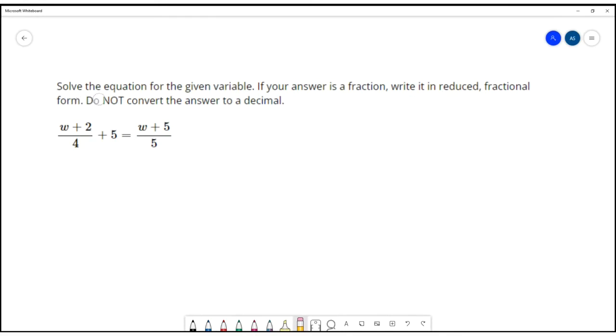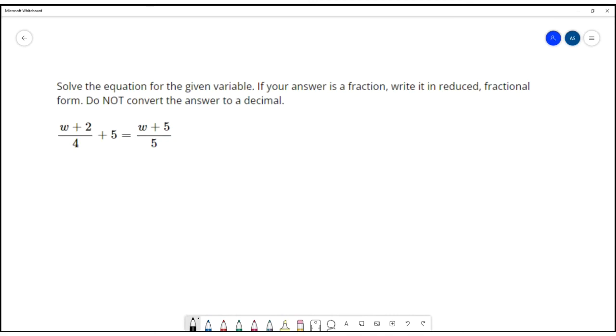This question says solve the equation for the given variable. If your answer is a fraction, write it reduced. Do not convert the answer to a decimal. We have w plus 2 over 4 plus 5 equals w plus 5 over 5. I'm going to solve this using the clearing fractions method.